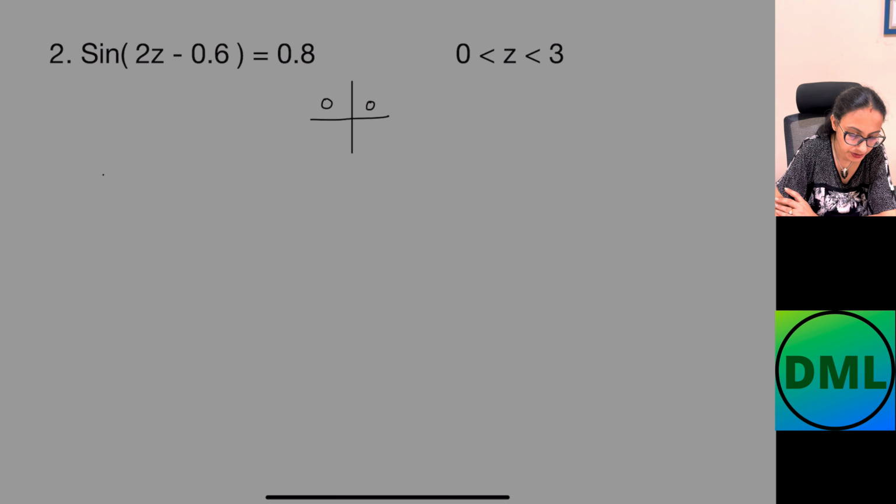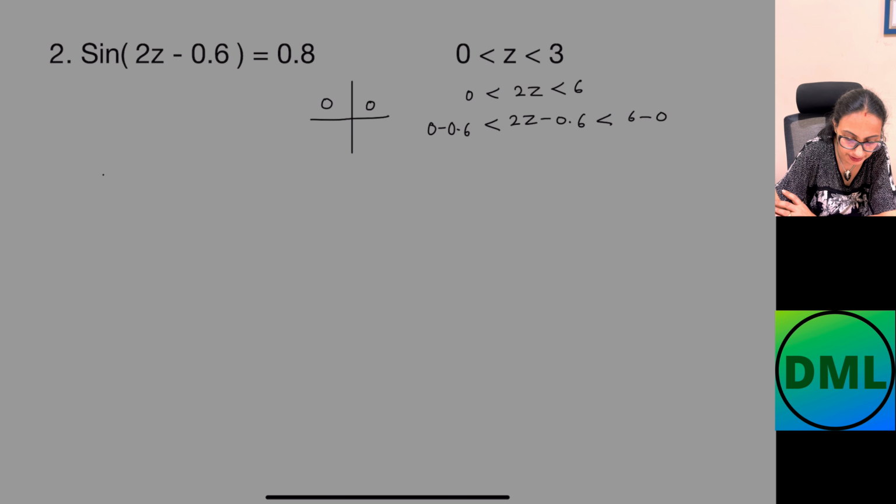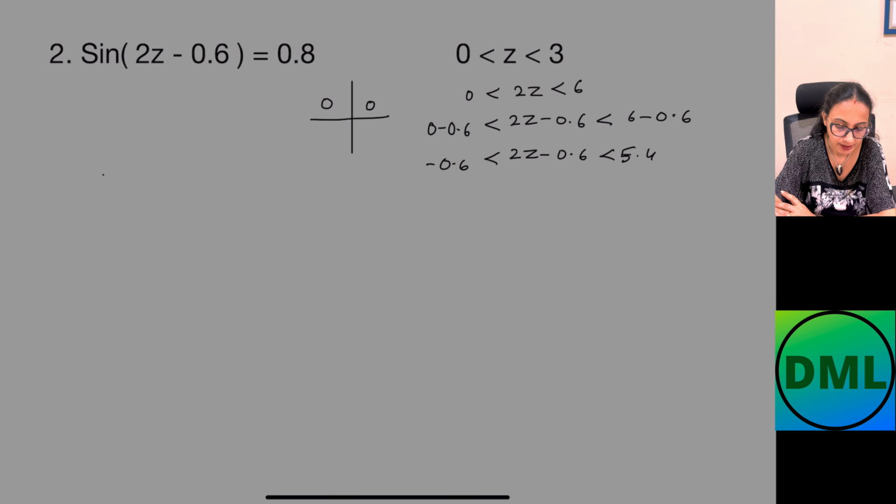What is my function here? My function is 2z minus 0.6. I have to make this thing as 2z minus 0.6, which I have done earlier also, so I'll follow the same method. 2z is greater than 0, less than 6. 2z minus 0.6 will be 0 minus 0.6, less than 6 minus 0.6. 2z minus 0.6 is greater than negative 0.6, less than 5.4. I have to give all the answers from negative 0.6 to 5.4.